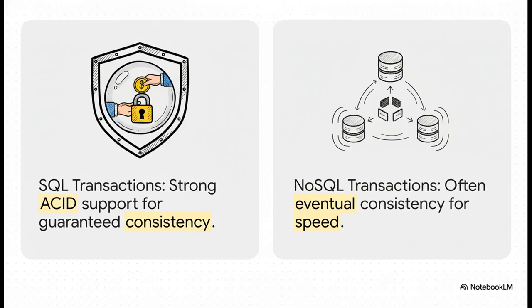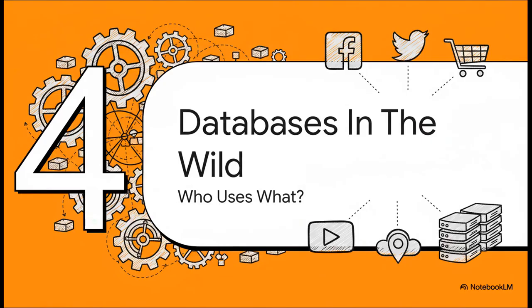Now, for a like on a photo, who cares? That's totally fine. But for a bank transfer? No. You need that to be instantly consistent. It's all about trade-offs. So, theory is great, but let's see where the rubber meets the road.